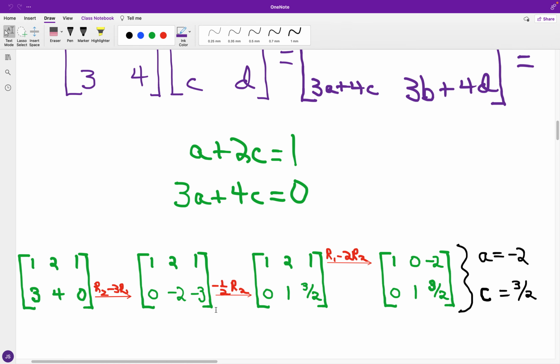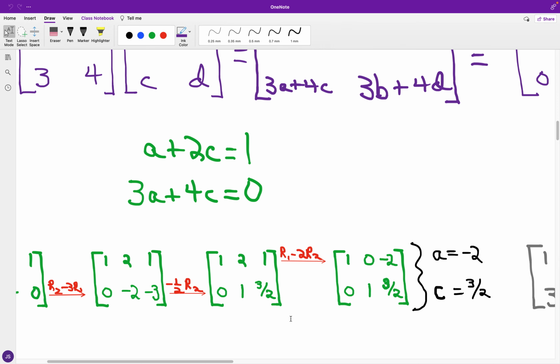To get closer to the reduced row echelon form, this negative 2 in the bottom row will be converted to 1, so I can take negative 1/2 of the second row. So I'm going to have 0, 1, and 3 halves. For the top row, I have 1, 2, 1. So I have the 1 that I want in the upper left-hand corner. The 2 in the middle, I want converted to 0.